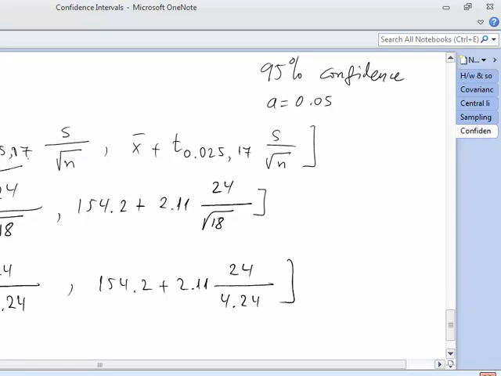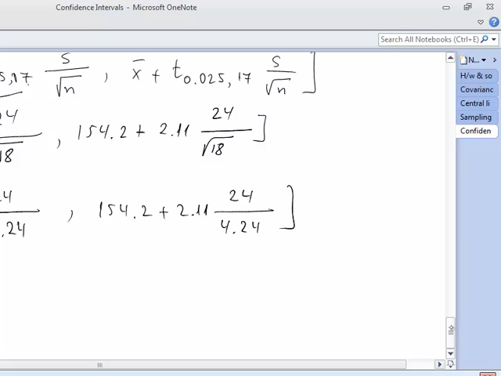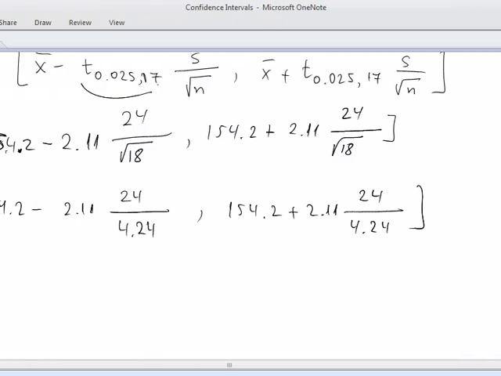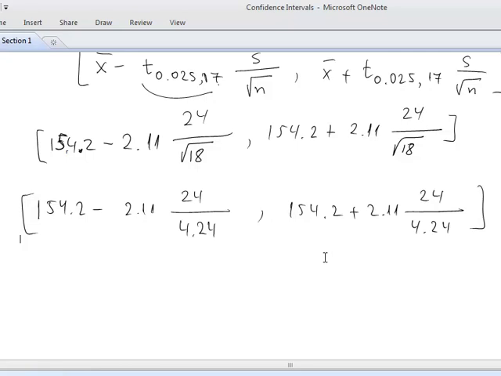And if you complete this calculation, you have now found the 95% confidence interval for the bone density of patients who have suffered a femoral neck stress fracture. Okay, so that completes this particular exercise.